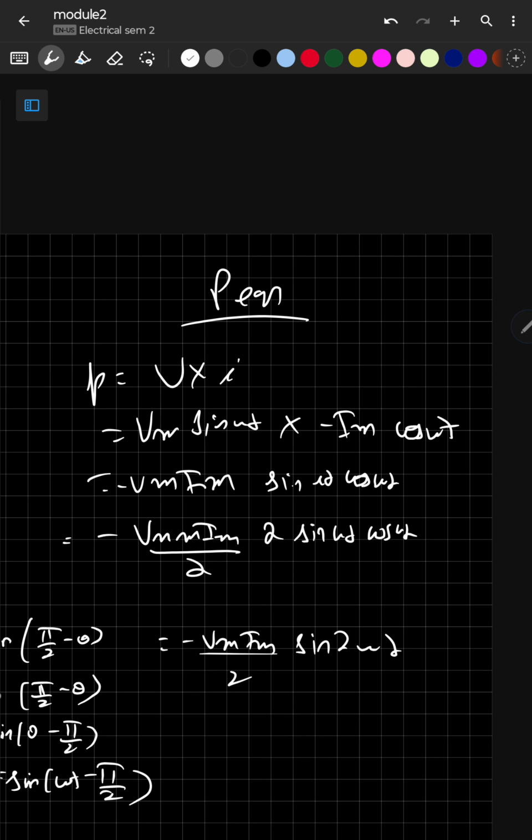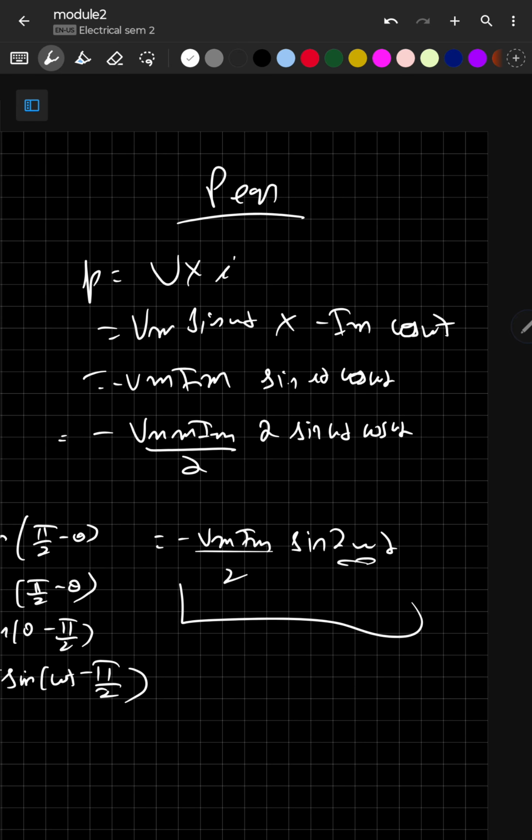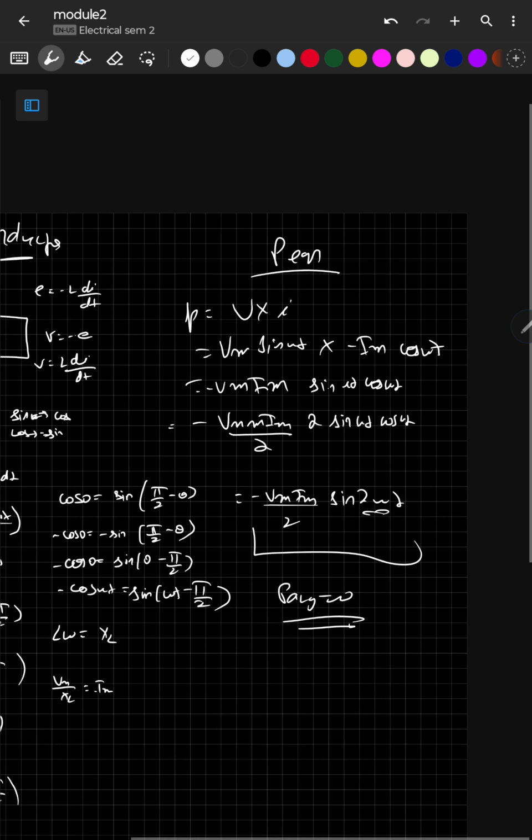Now this entire term is going to become pulsating. So the average value of a sine waveform over a complete cycle is going to become 0. So a pure inductor consumes 0 power.